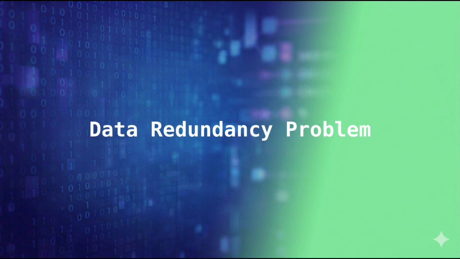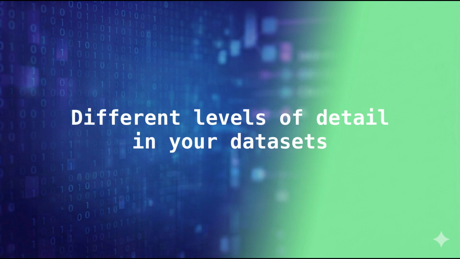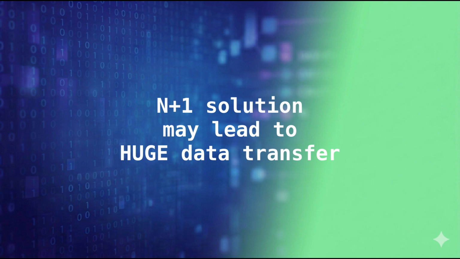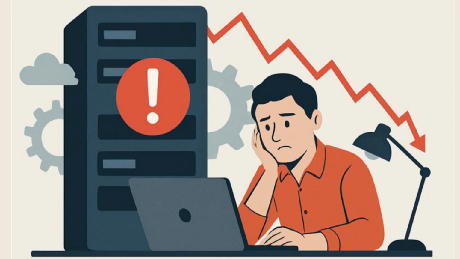mismatch granularity or data redundancy problem. This simply means that your datasets have different levels of detail, and your solution to the N+1 problem may result in a massive data transfer between the database and the application. This will inevitably slow down your performance.